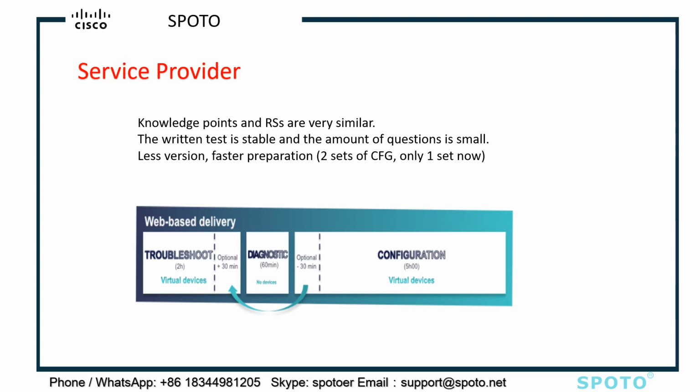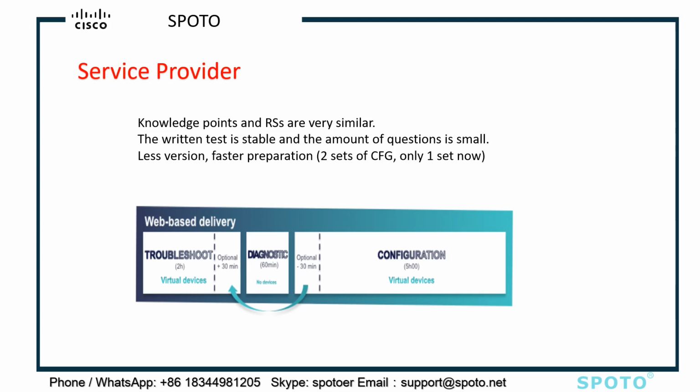the service provider and the wireless, these two tracks. For the SP track, the SP is the internet service provider. Actually, it's the carrier's network, and the typical CCIE routing and switch is the enterprise network. Actually, it's different, but they are also very similar. The key points of these two CCIE certificates are very similar.